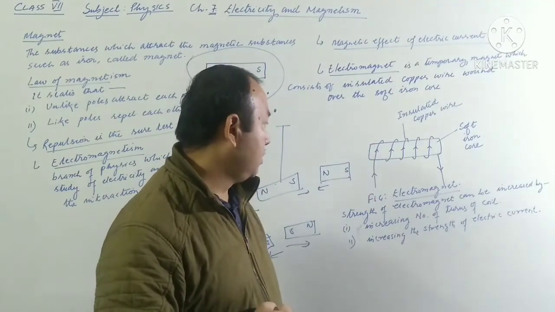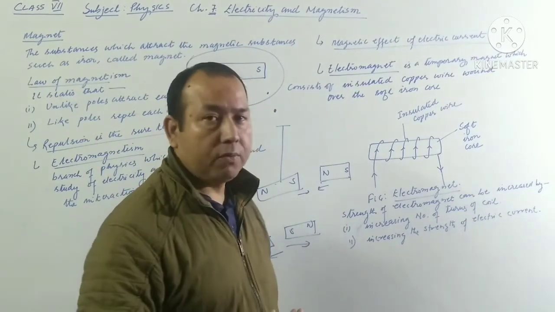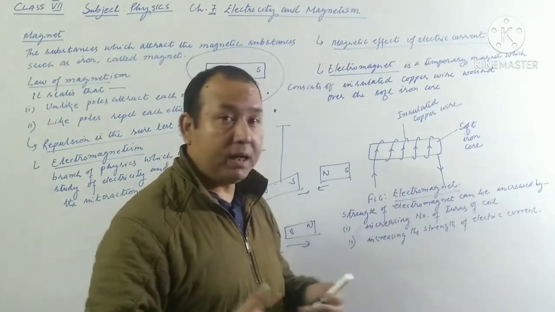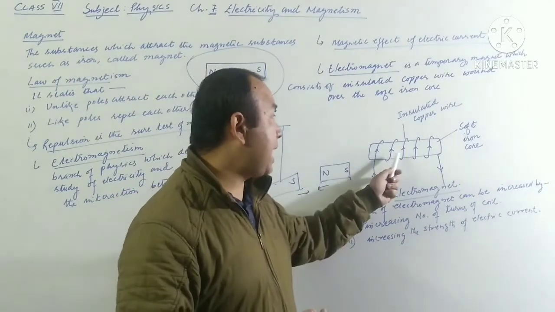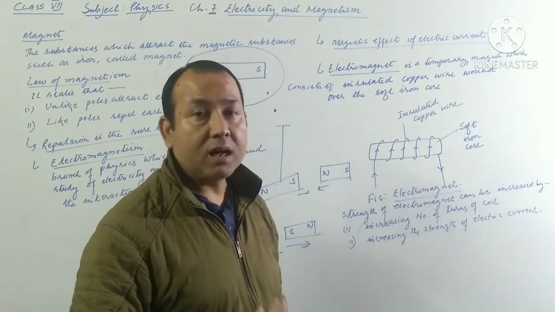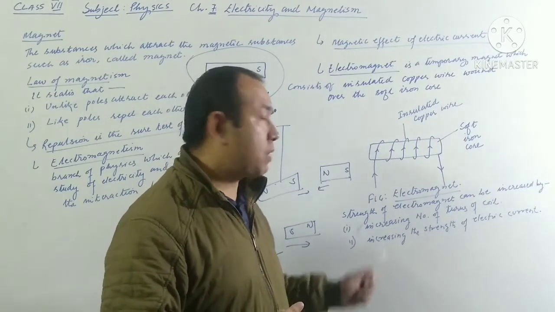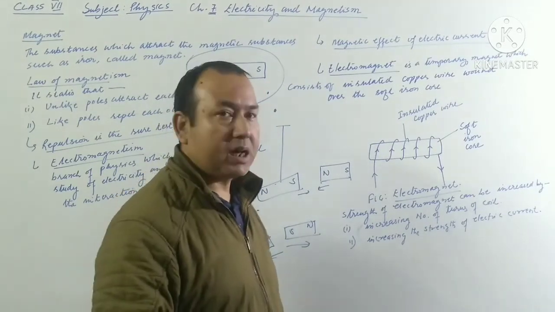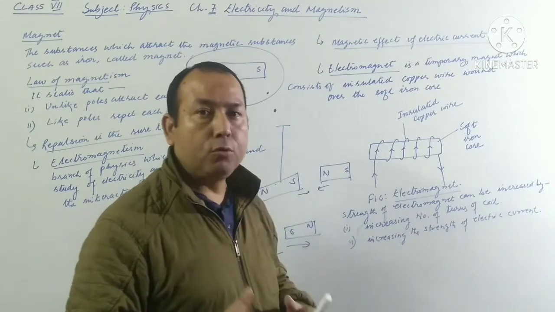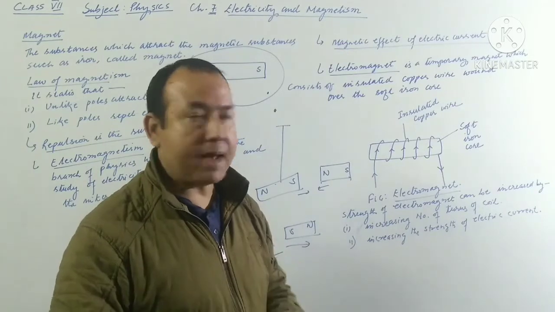Now see, as I told you, it works on the principle of the magnetic effect of electric current. When the electric current is passed through the wire, a magnetic field is produced. This magnetic field magnetizes the soft iron core. As a result, the soft iron core behaves like a magnet, and it retains its magnetism as long as the electric current flows. Once the electric current stops flowing, the soft iron core loses its magnetism. That is why we consider an electromagnet to be a temporary magnet.